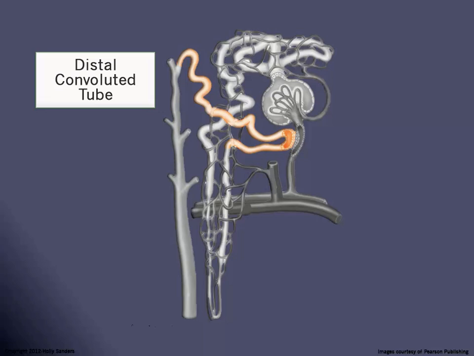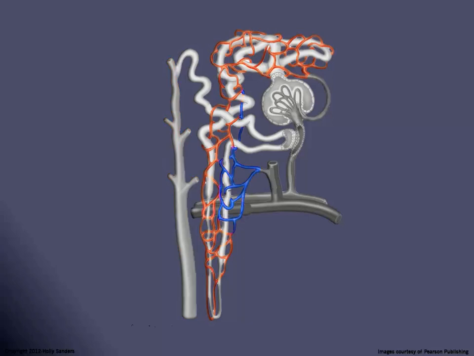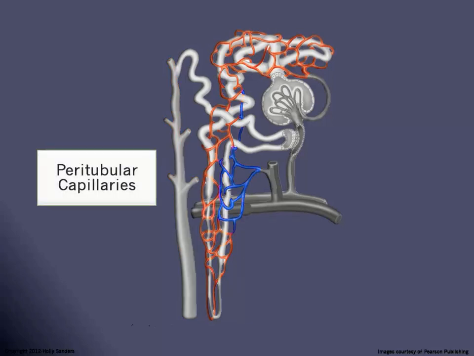convoluted tube. The distal convoluted tube dumps filtrate into the collecting duct, which runs through the renal cortex, medulla, and finally drops filtrate off into the renal pelvis, where it can now be referred to as urine. Lastly, note that there are peritubular capillaries running the entire length of the nephron.